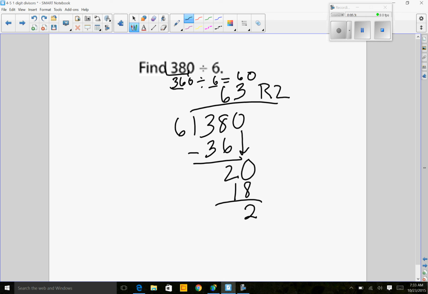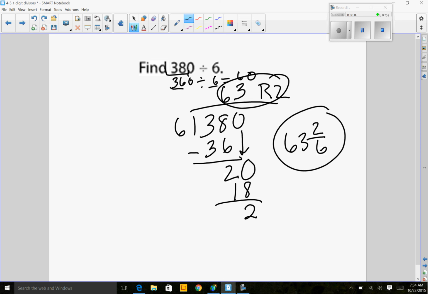And I can express that also as, I think sometimes people think this means 63 and 2/10. It doesn't mean 63 and 2/10. It means 63 and 2/6. So the remainder is over the divisor, because it's 2/6 of a whole. So you could express this either this way, or you can express it that way.